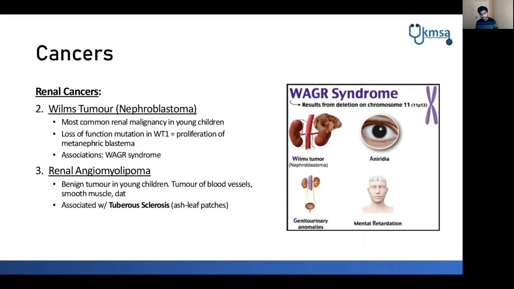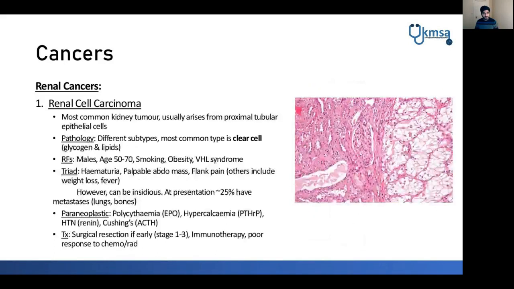The other renal cancers, which are much less common, are Wilms' tumor and renal angiomyolipoma. So I'm talking about primary cancers here. Of course, you can get secondary cancers like mets or lymphomas, but we're strictly talking about primaries here. For Wilms' tumor, we spoke about it already. It's due to metanephric blastema due to a genetic mutation associated with the syndrome called WAGR. Renal angiomyolipoma, kind of blood vessel, smooth muscle, associated with tuberous sclerosis. But the main one by far to remember is the renal cell carcinoma. You may even see it on the ward sometimes.